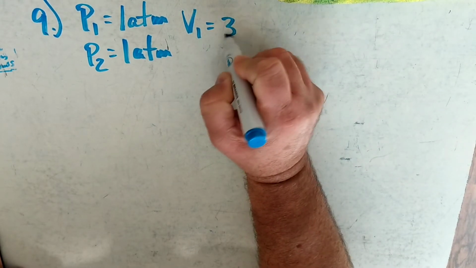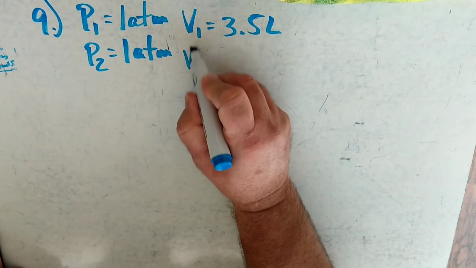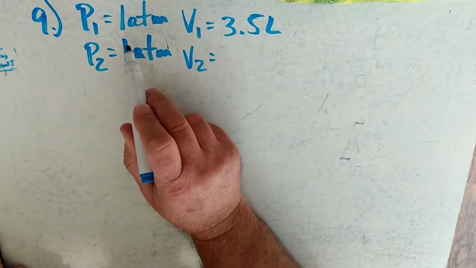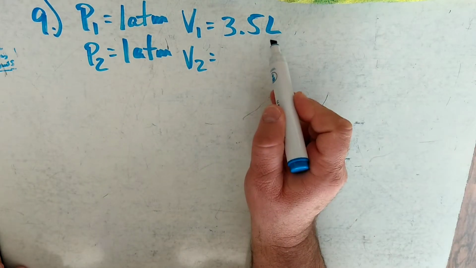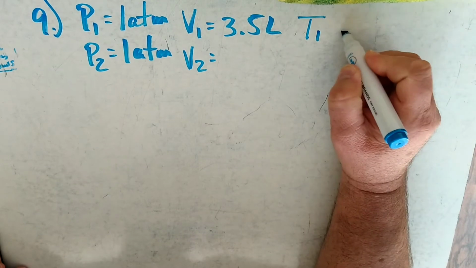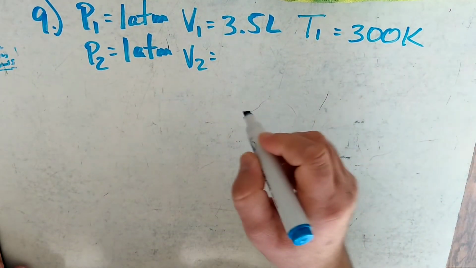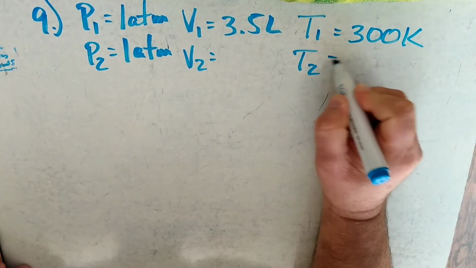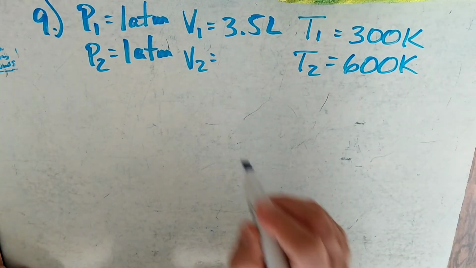All right, has a volume V1 equals 3.5 liters. And so V2, not sure yet. Constant pressure has a volume of 3.5 liters at 300 Kelvin. Okay, so we have our temperature T1 is equal to 300 K. And it says if the temperature increases, so here's our T2 at 600 K, what is the new volume?